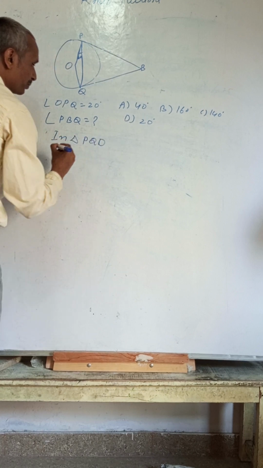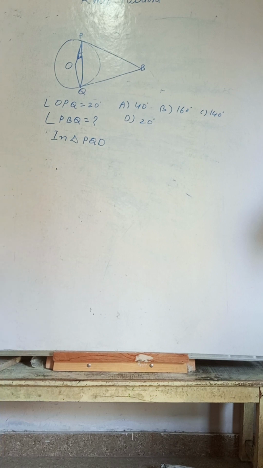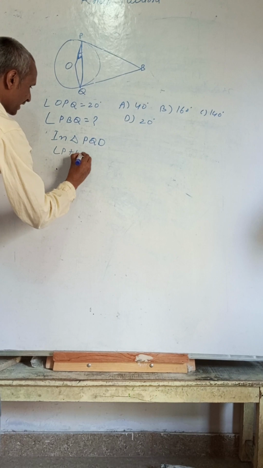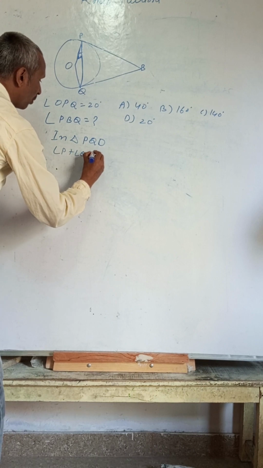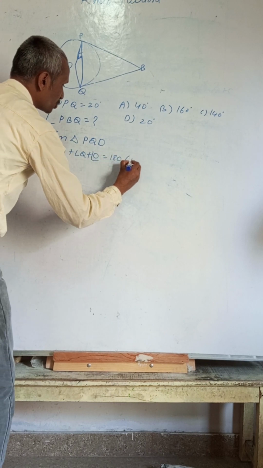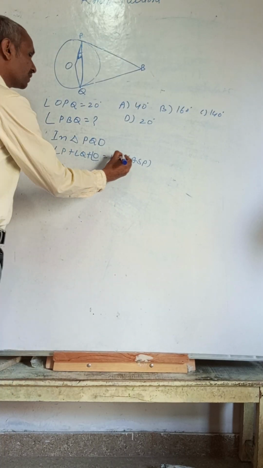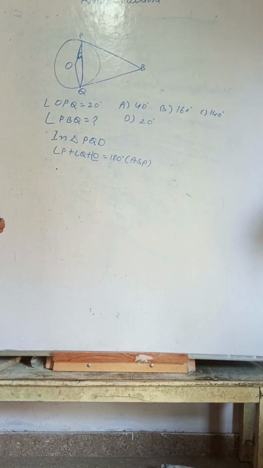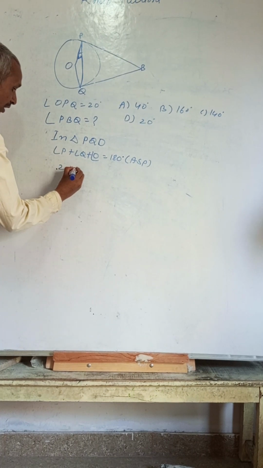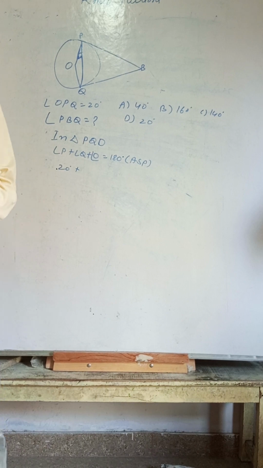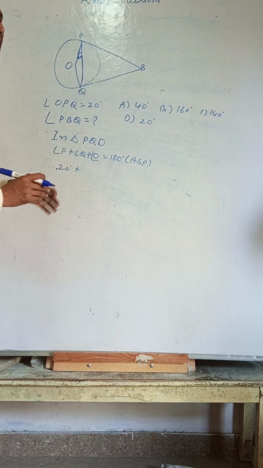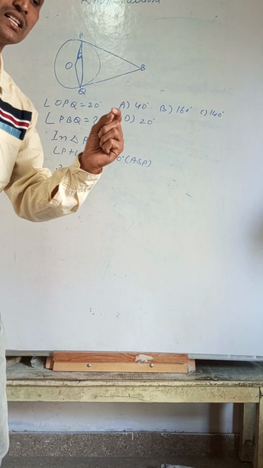In triangle PQO, you know the angle sum property of a triangle. So angle P plus angle Q plus angle O is equal to 180 degree, because of the angle sum property. Always the triangle has 180 degree. Angle P is 20 degree, given. Now angle Q also 20 degree. Why? Because OP is equal to OQ and it becomes an isosceles triangle, and in an isosceles triangle the base angles are always equal.